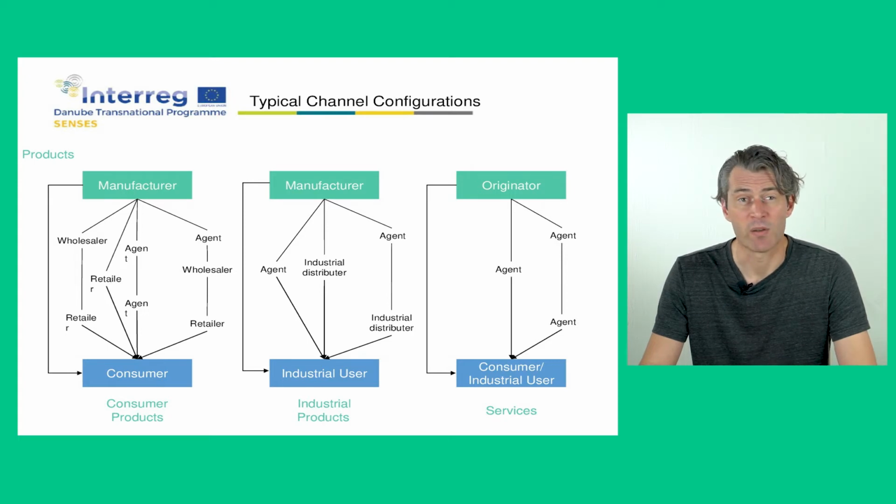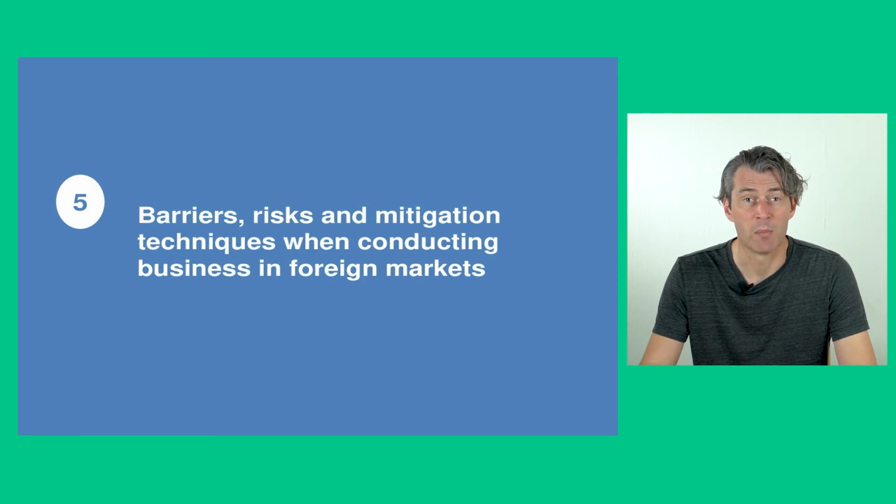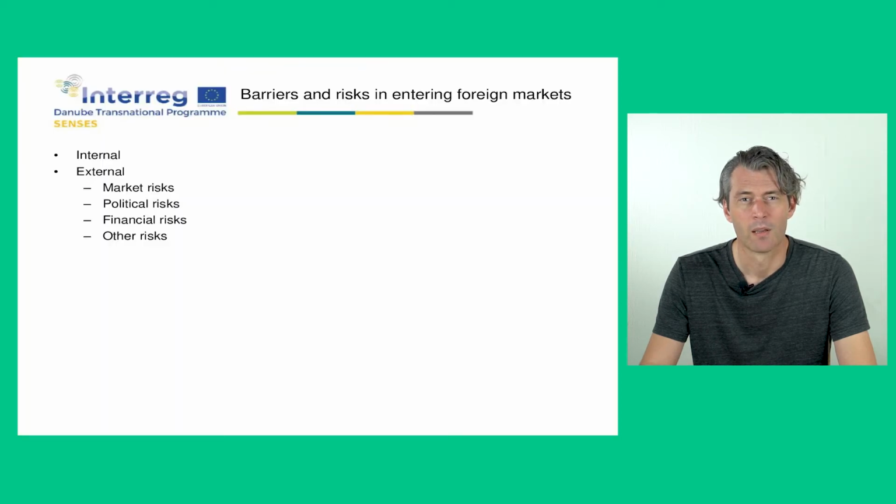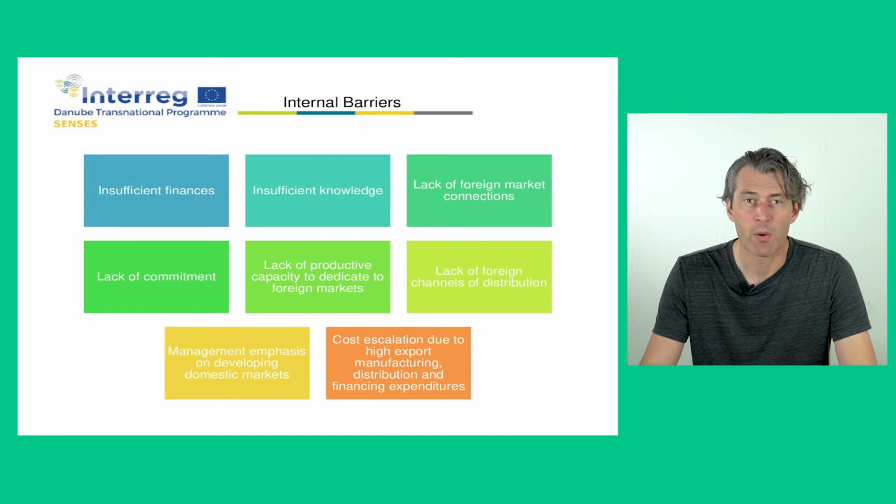The following part of the material deals with the different barriers, risks, and mitigation techniques when conducting business in foreign markets. Barriers and risks can be divided into two groups. We have to identify internal and external risks. Here are some of the most important internal barriers, which are connected to the weakness of the firm. Insufficient finances to cover the cost of internationalization. Insufficient knowledge needed to design and implement the process. No motivation to learn them. No commitment. Management focus on local markets.